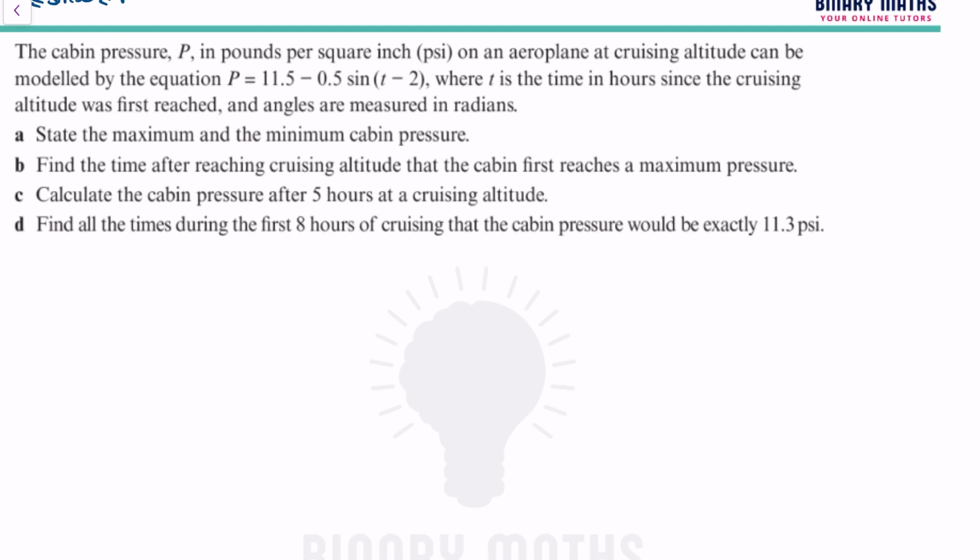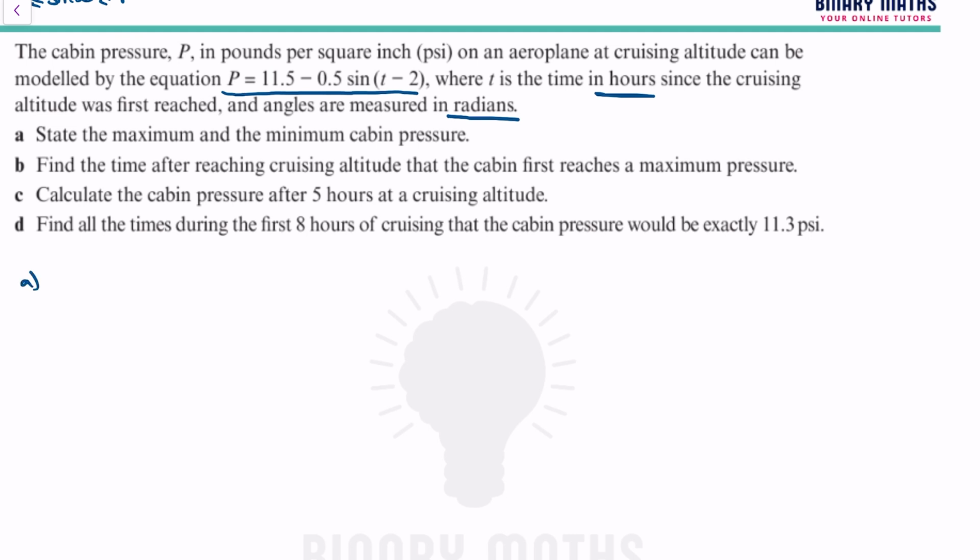Okay, the cabin pressure P in pounds per square inch on an aeroplane at cruising altitude can be modeled by the equation P is equal to 11.5 minus 0.5 sine of T minus 2, where T is the time in hours since the cruising altitude was first reached, and the angles are measured in radians. The first thing you should do is highlight what the angle is measured in, and always change your calculator to that mode. So this is radian mode. State the maximum and minimum cabin pressure.